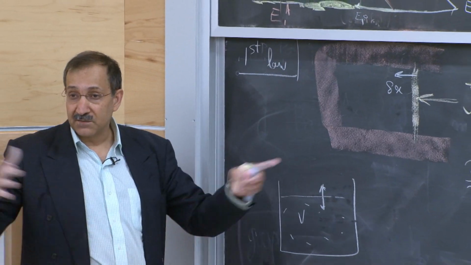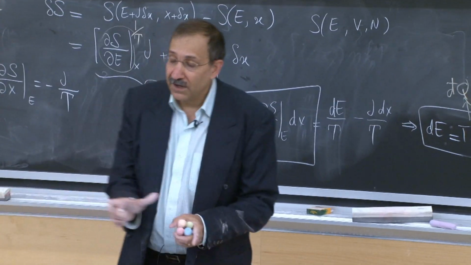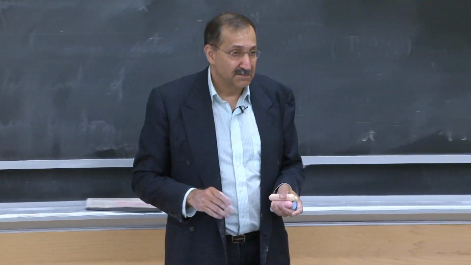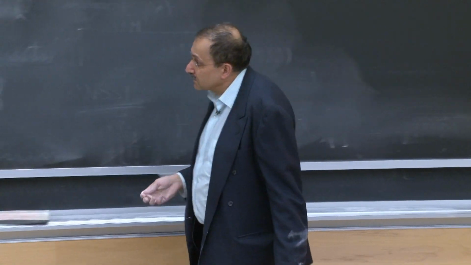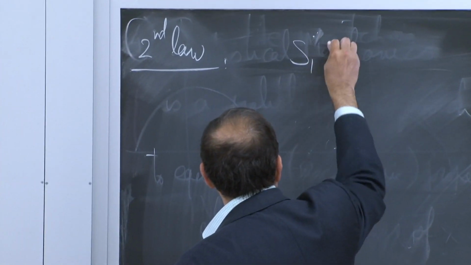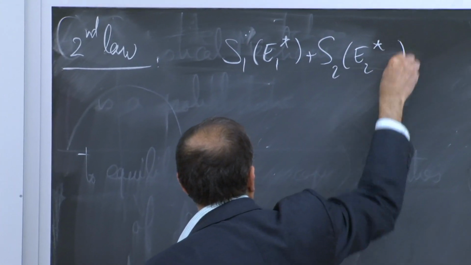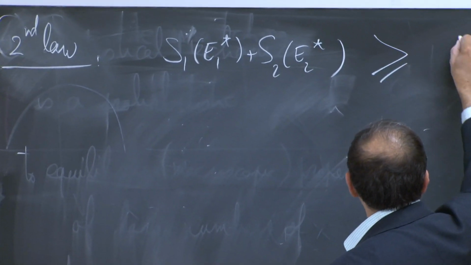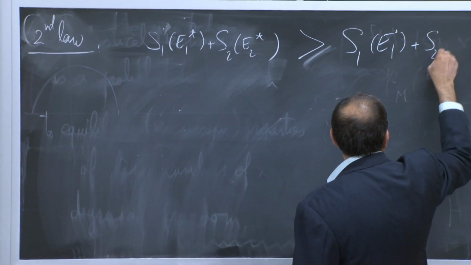Because that state has a much larger volume of possibilities. There is a single state that we identify as all black and all red, and there is a myriad of states that we say are all randomly mixed, and so we're much more likely to find ourselves in that subset of states. So I have certainly stated that S1 evaluated at E1 star plus S2 evaluated at E2 star, essentially the peak of that object, is much larger than S1 of E1 zero plus S2 of E2 zero.